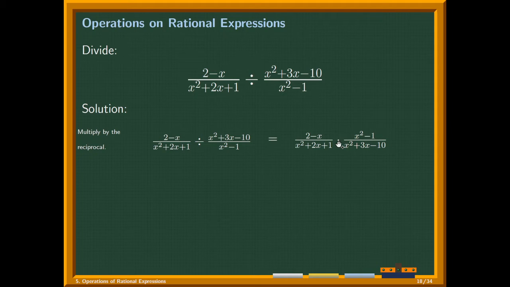The dot is placed in the center. And the numerator becomes the denominator. Here, x squared plus 3x minus 10 becomes the denominator, and x squared minus 1 becomes the numerator.